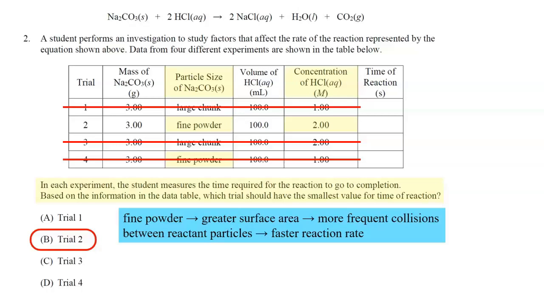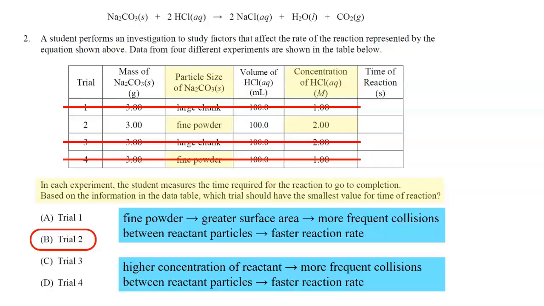And again, fine powder means greater surface area, more frequent collisions between reactant particles, and a faster reaction rate. And a higher concentration of a reactant means, again, more frequent collisions between reactant particles and a faster reaction rate. So the answer to question 2 is choice B, trial 2.